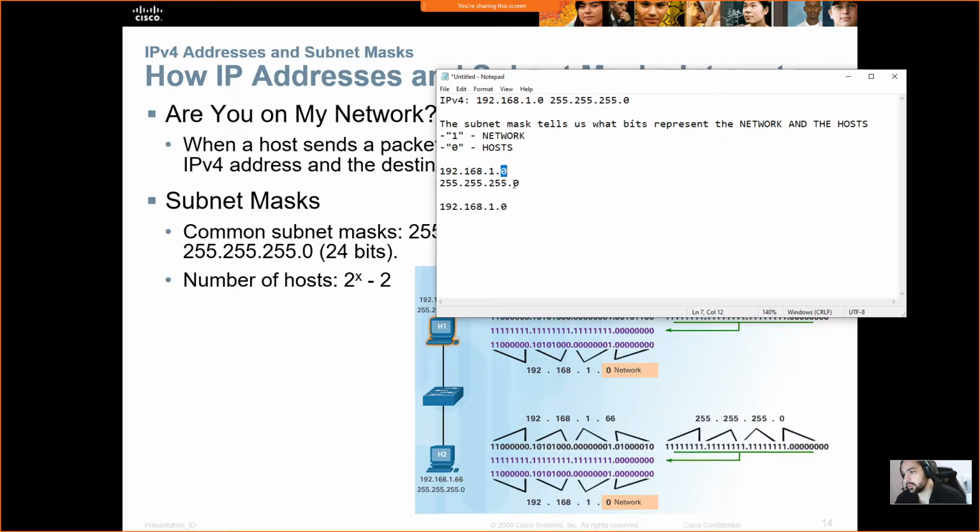Okay? So I can pretty much use any address between 0 to 255. So any address between 192.168.1.0 up to 192.168.1.255 are the available addresses. Okay? Now we have some observations to make.